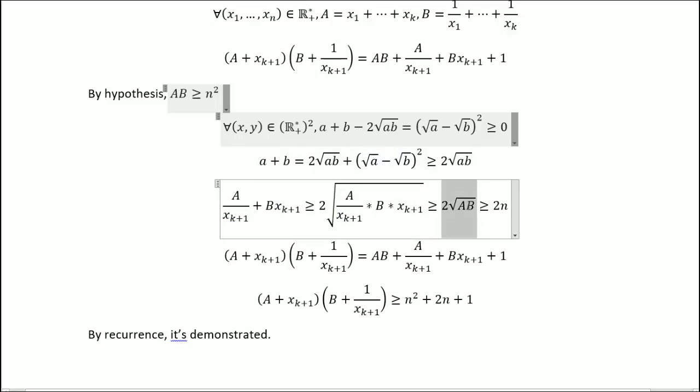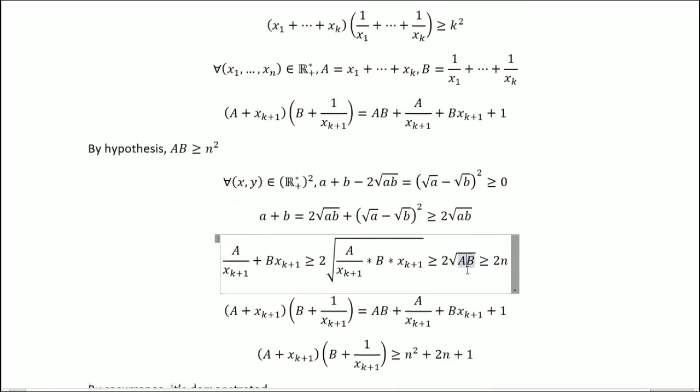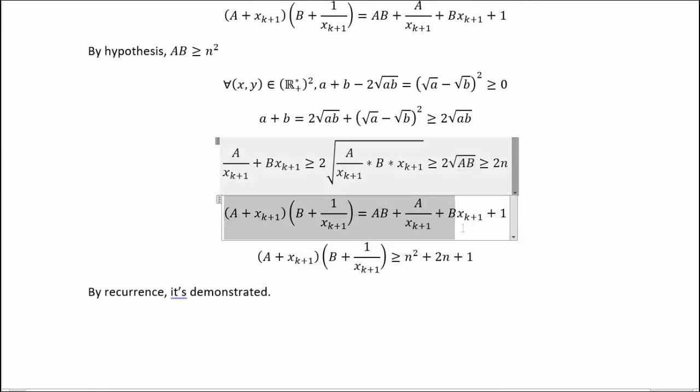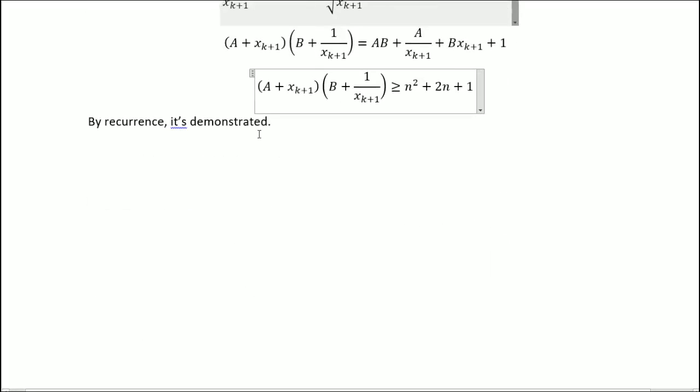And you notice that you have 2 square root of AB, and square root of AB is n. Well, as we've seen earlier, AB is superior to n squared. So 2 square root of AB is superior to 2n. So we get this inequality, and by replacing we get this inequality. And that's it. By induction, it's demonstrated. So that's it.